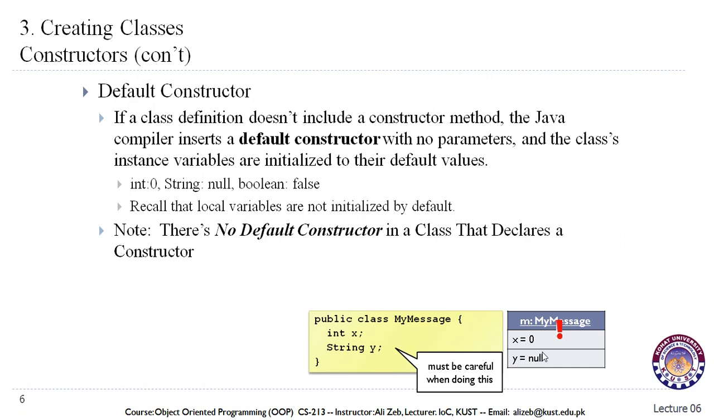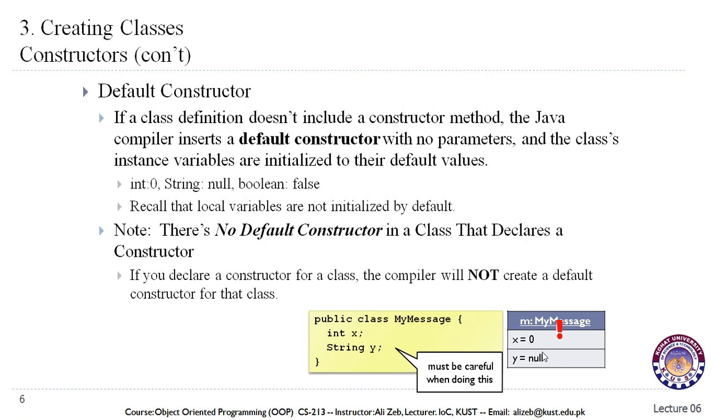And we saw that there is no default constructor in a class that declares a constructor. So once we declare a constructor inside a class, the default constructor no longer exists, and the compiler will not create a default constructor, as we just saw in our example.